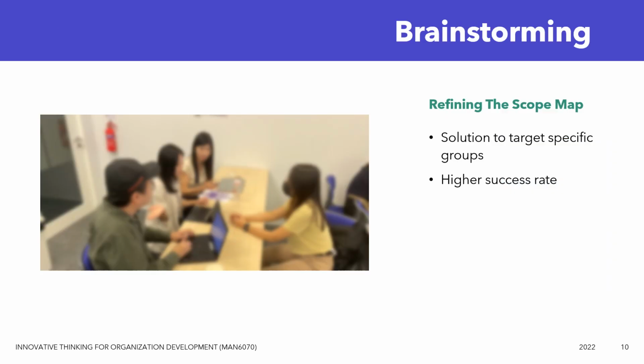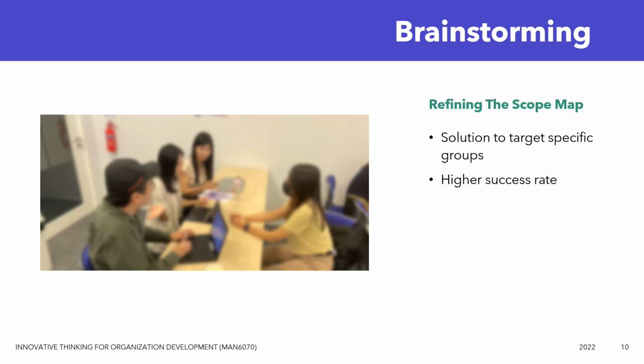As the saying goes, two minds are better than one. But why stop at two? I gathered 3 individuals from different backgrounds to brainstorm on my initial scope map. Considering their input, we found out that my initial change of using color-coded labels needs to be targeted to specific user groups, such as supermarket customers, for a higher chance of success.